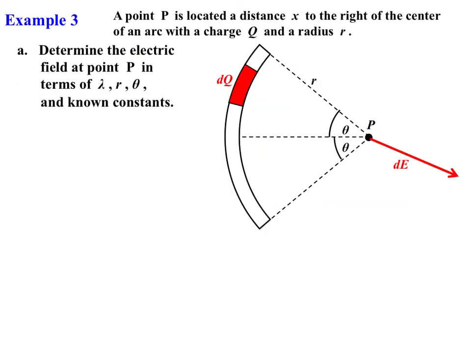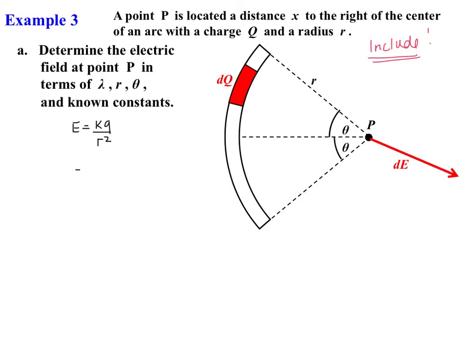In this example, we have a point P that is located at a distance x to the right of the center of an arc with a charge q and a radius R. You will need to include this in your notes for full credit. Here we're asked to determine the electric field at point P in terms of lambda, R, theta, and known constants. Again, you are going to be using the equation E equals kq over r squared, but you need to apply it to this particular situation.